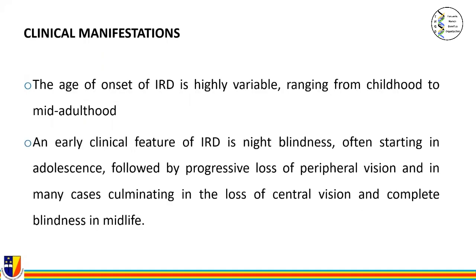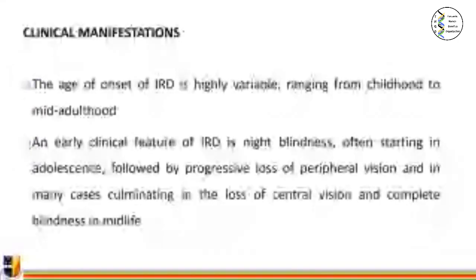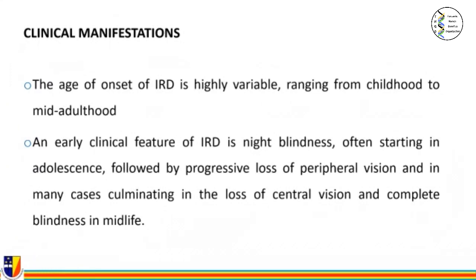The age of onset of RAD is highly variable, ranging from childhood to mid-adulthood. An early clinical feature of RAD is night blindness, often starting in adolescence, followed by progressive loss of peripheral vision, and in many cases culminating in the loss of central vision and complete blindness in midlife.